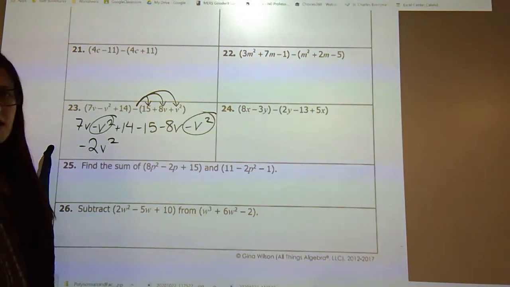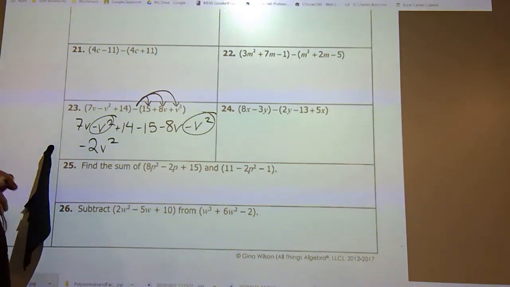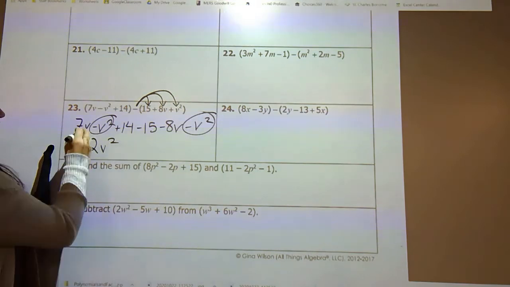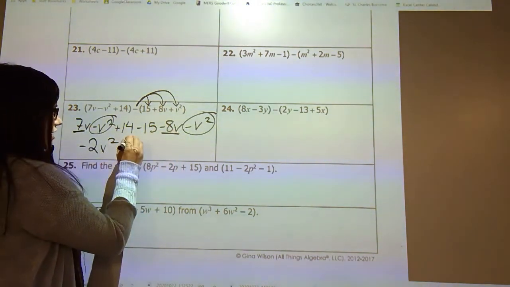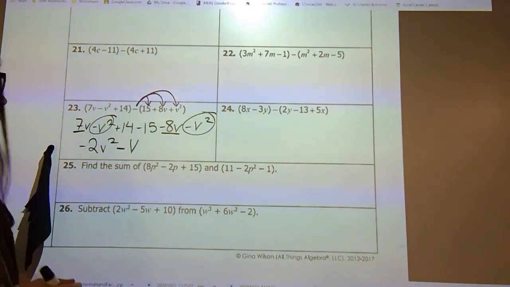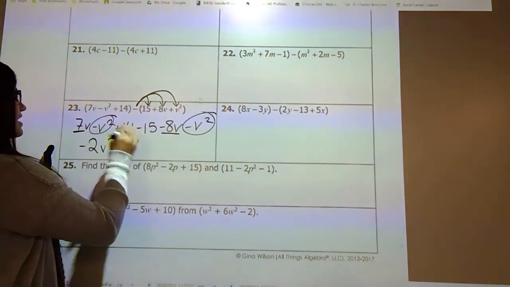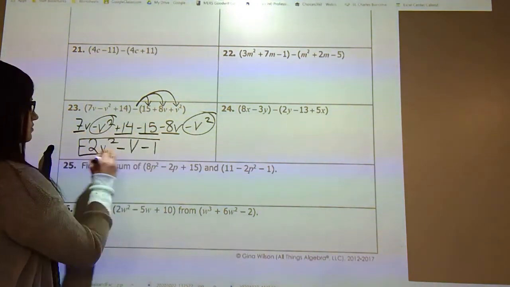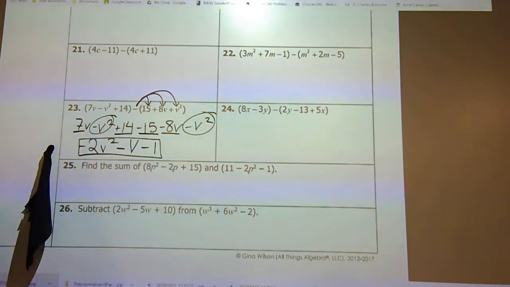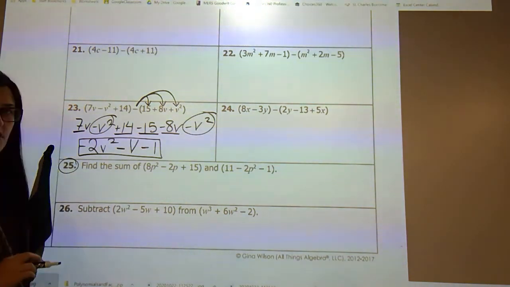Okay. Take note, I am adding or subtracting my coefficients while the variable and exponents stay the same. 7b and negative 8b, I have a negative 1b or just a negative b. Okay, and then positive 14 minus 15, I'm left with negative 1. All right, 23 and number 25, I'll leave for you guys.